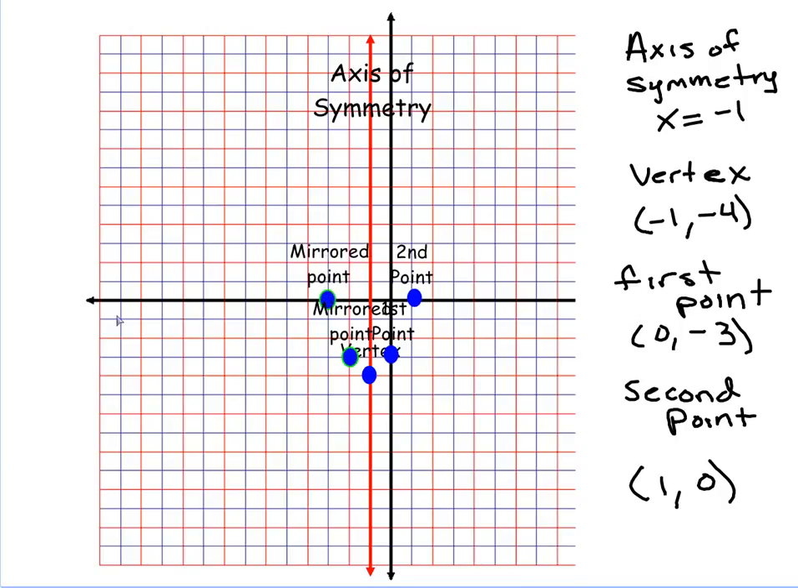Now that we have all our information, we can graph our parabola. So our parabola goes down like this. And that is how to graph a parabola in the vertex form.